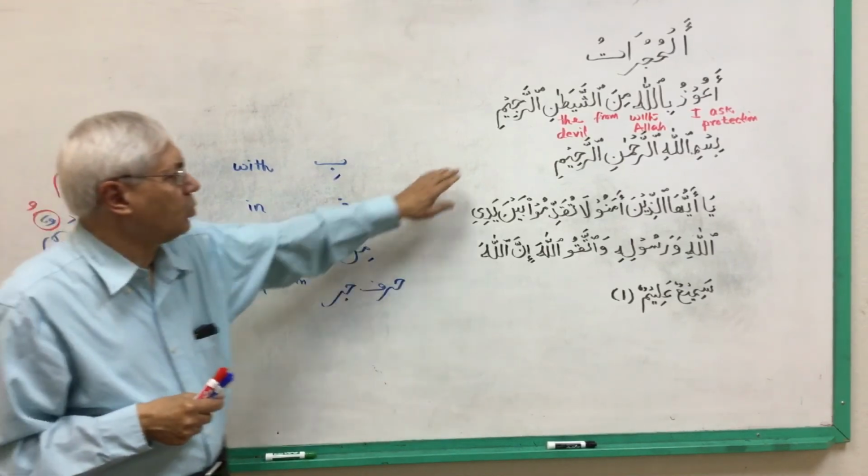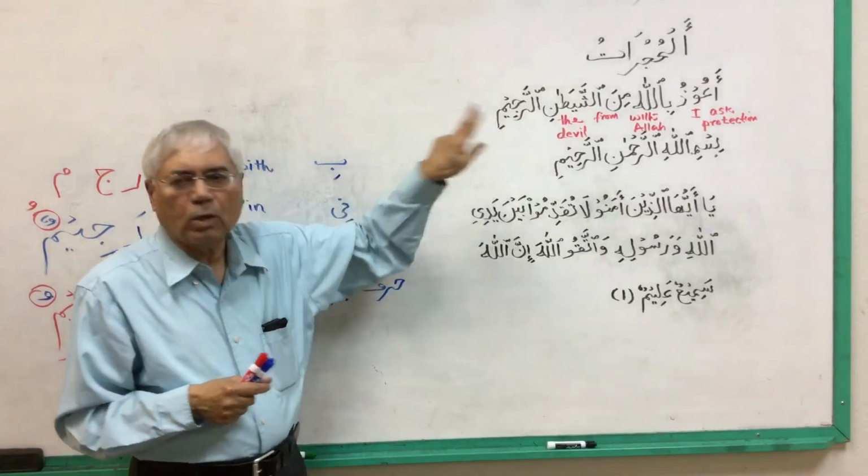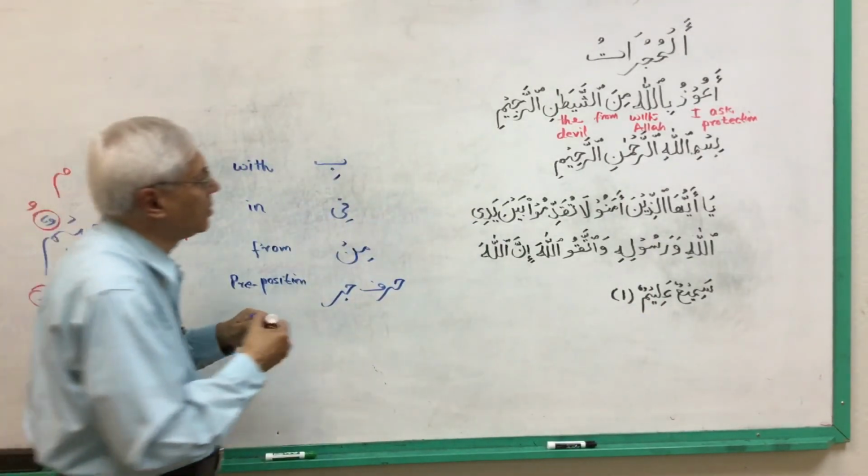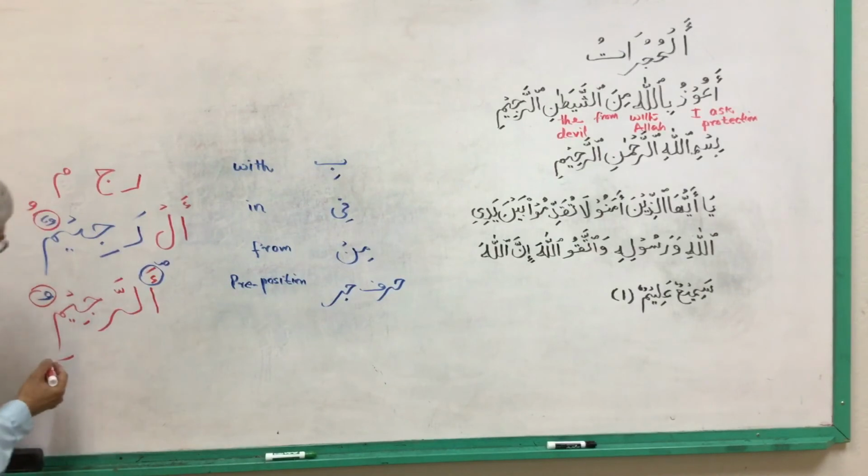And then the reader said, oh, this is the last word of the sentence. So he said, last word I don't pronounce with the harkat. Last letter I change this harkat to a sukoon or a jazm. So the pronunciation is rajim.